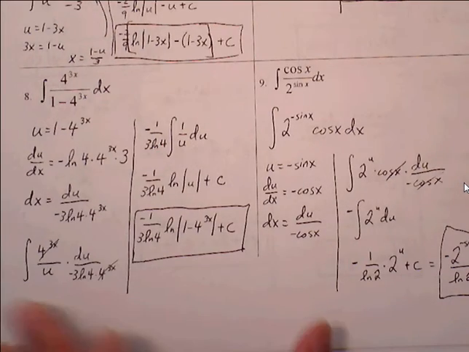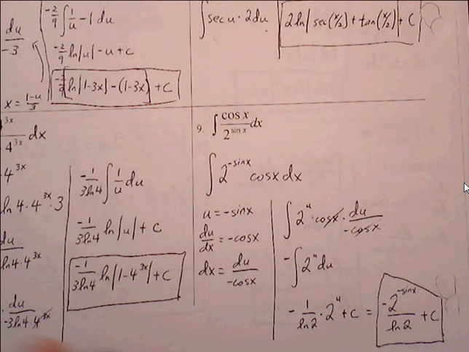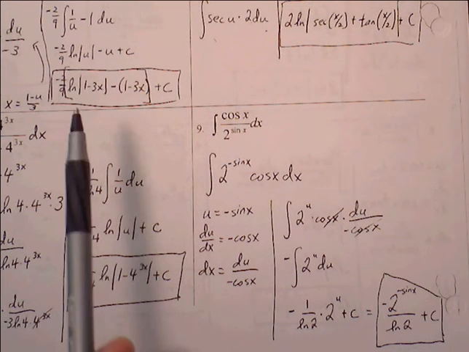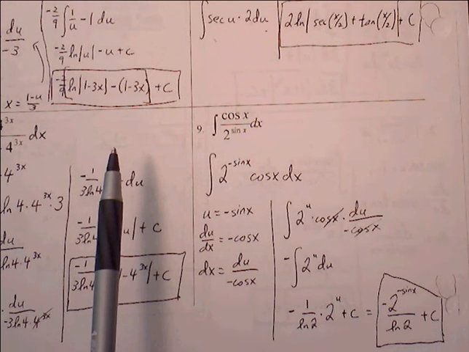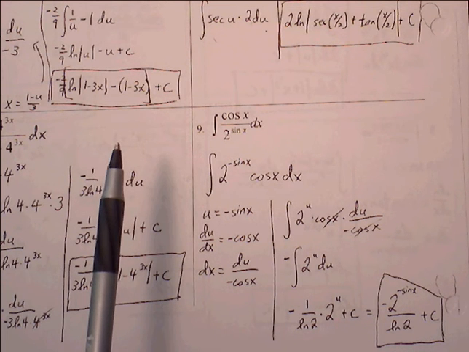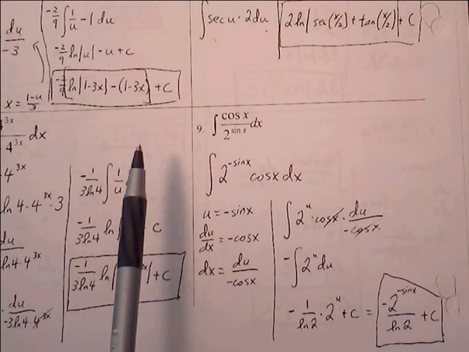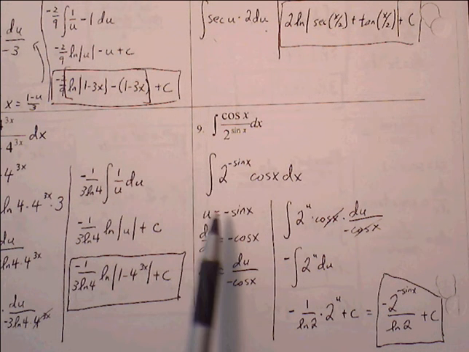All right, number 9 here. Integral of cosine x over 2 to the sine of x dx. This is too much for one rule to handle. So again, if we're having to choose between numerator or denominator being the u value, let's try the denominator first. We'll let the denominator be the u value.